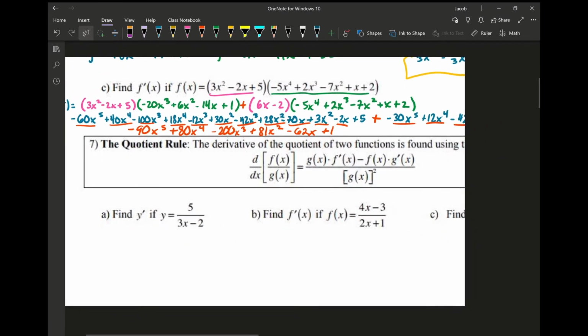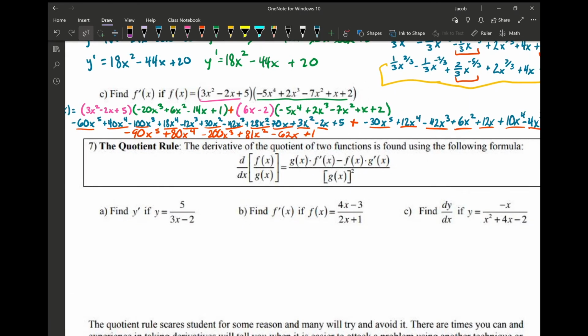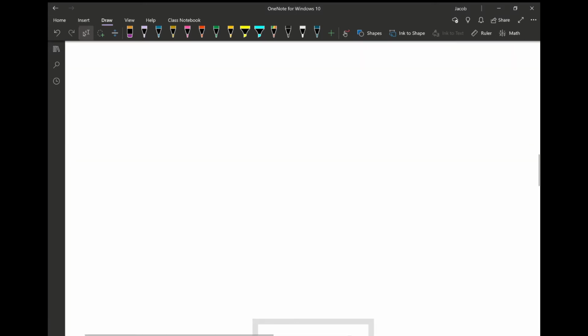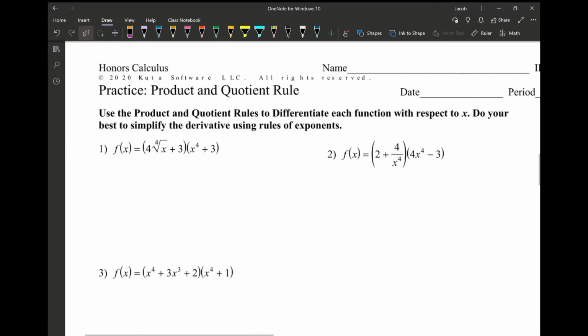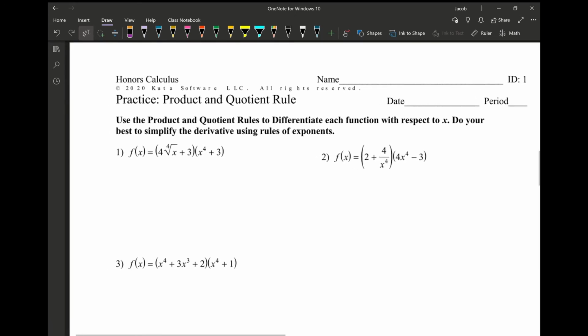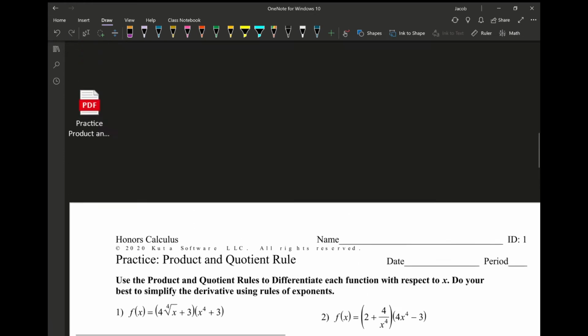Now, like I said, the simplifying process, I'll only ask you to simplify, and it'll be clear in the directions on the practice, because the practice is down here. If it'll load in. There it goes. Do your best to simplify. So for the practice, I'm asking that you would try to simplify. On the quiz or test, I'm going to say, simplify this, or don't simplify this.